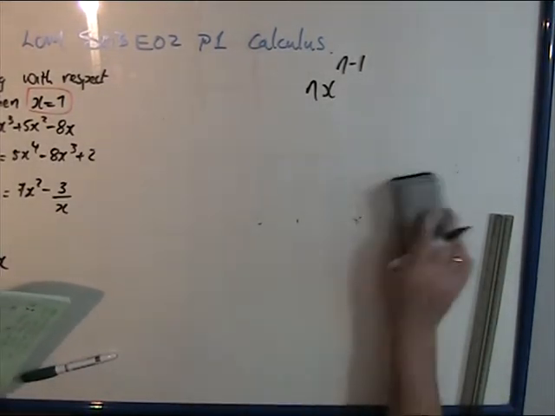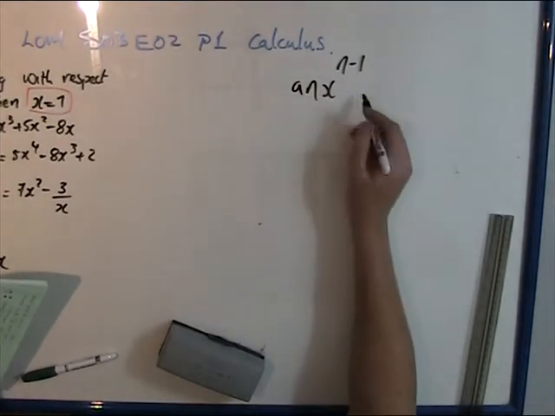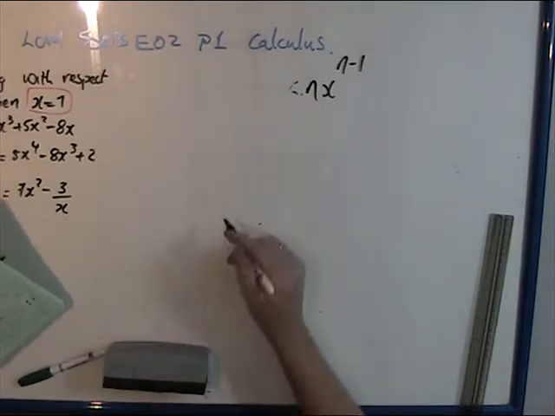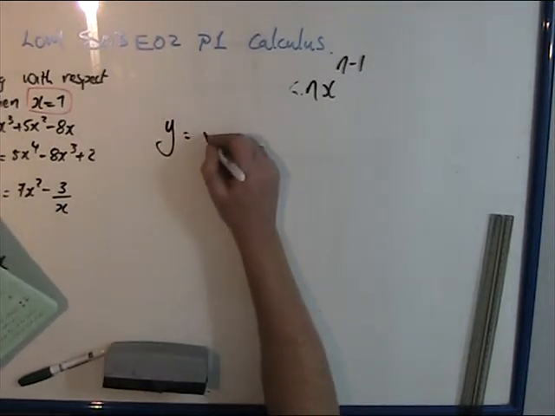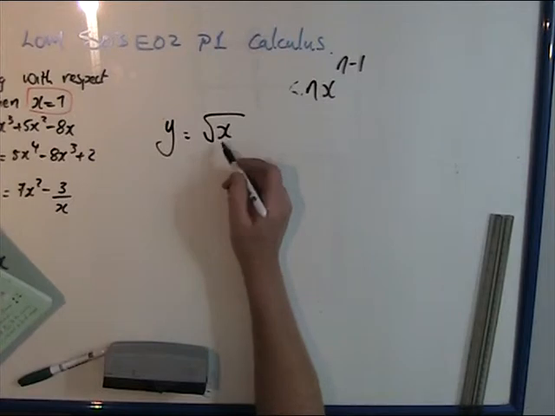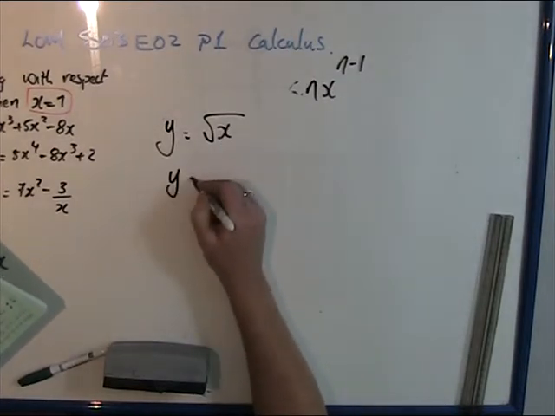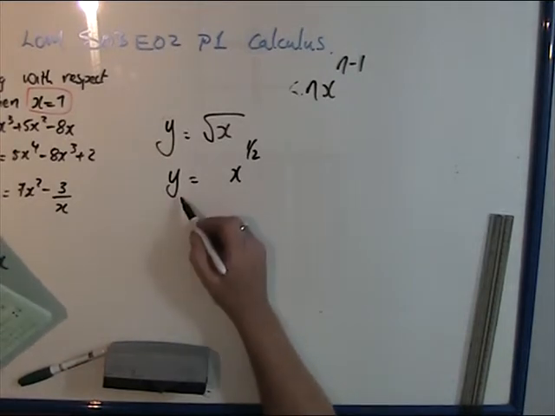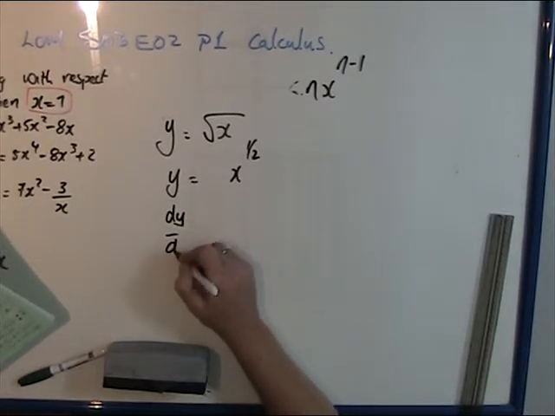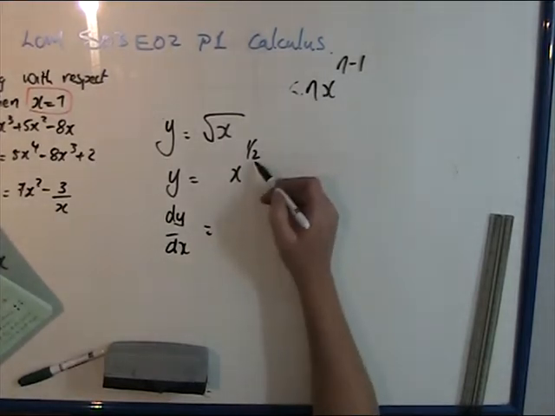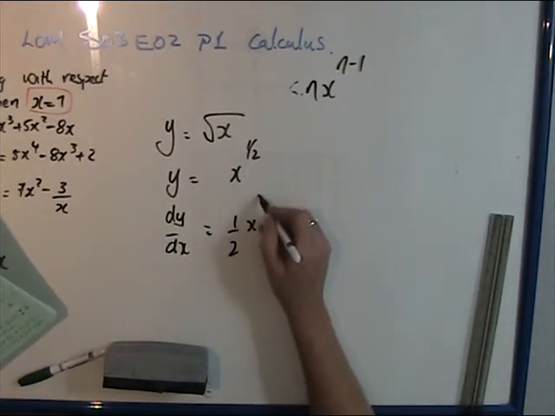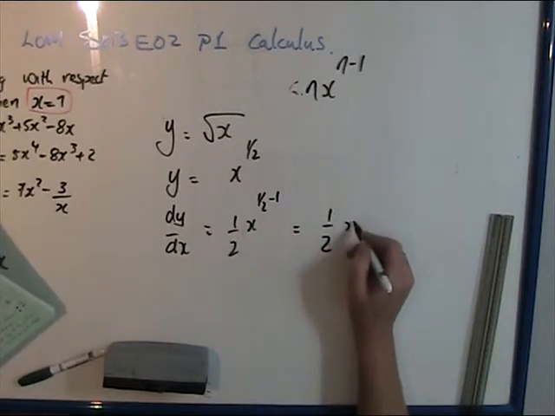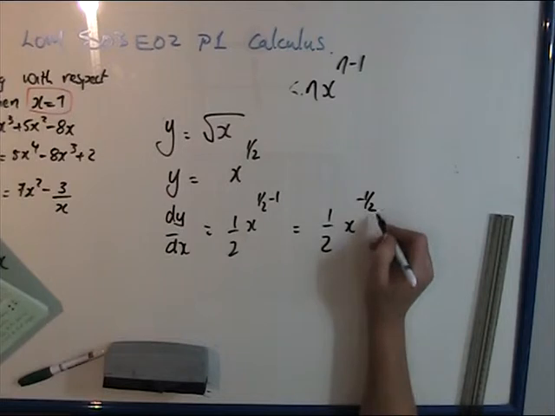So the same formula applies. That formula had the a in there, so multiply by the a. Do you understand? Question 2. y is equal to the root of x. So we have to change this into index form. y is equal to x to the power of a half. That's an indices rule. And dy dx is equal to, following the formula, a half times x to the power of a half minus 1, which is a half x to the power of minus a half.